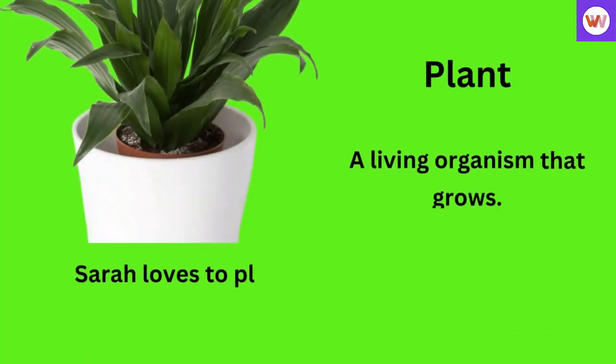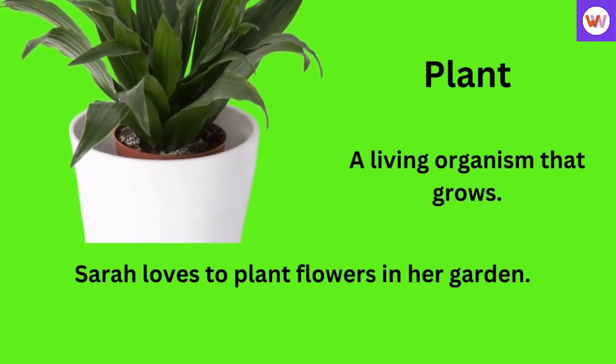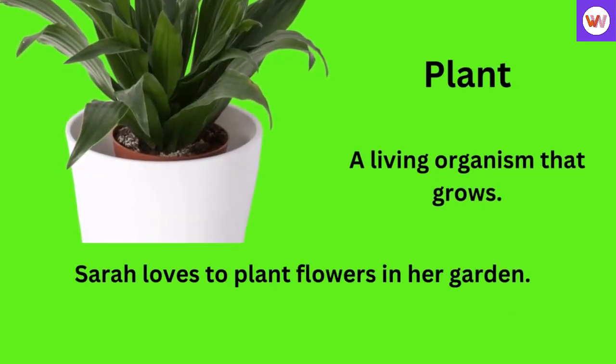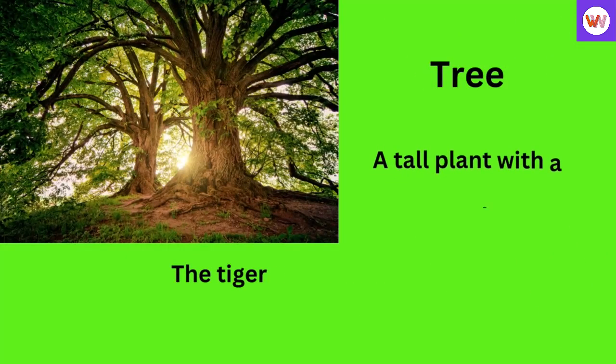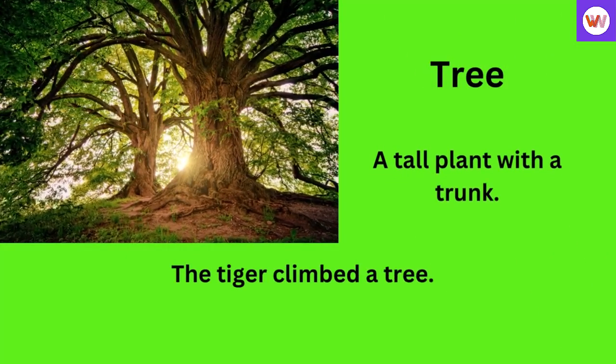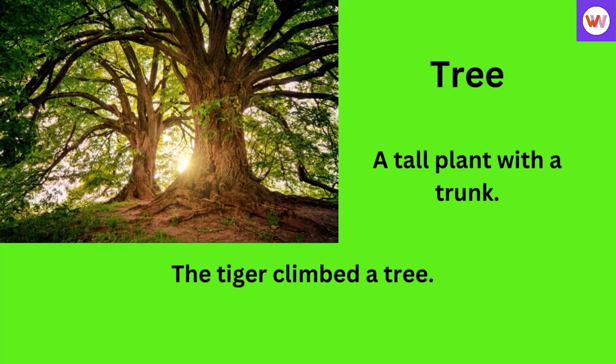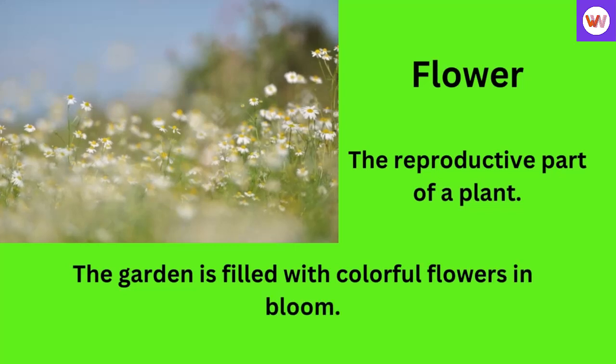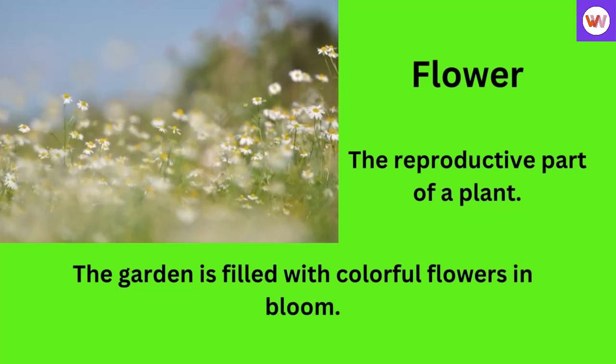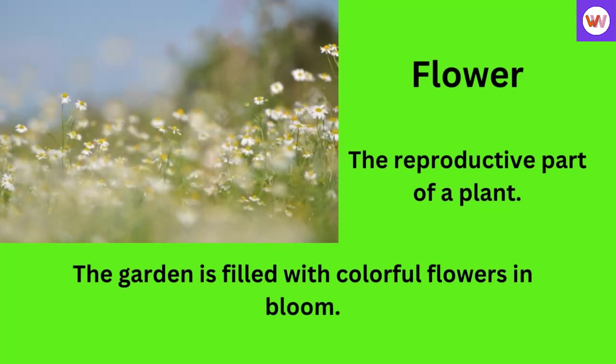Plant. A living organism that grows. Sarah loves to plant flowers in her garden. Tree. A tall plant with a trunk. The tiger climbed a tree. Flower. The reproductive part of a plant. The garden is filled with colorful flowers in bloom.